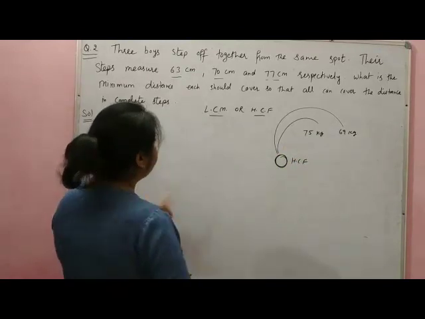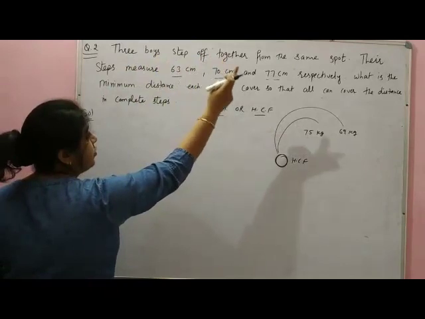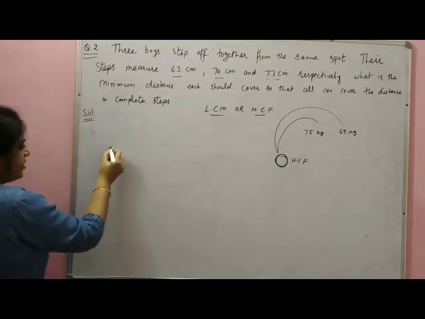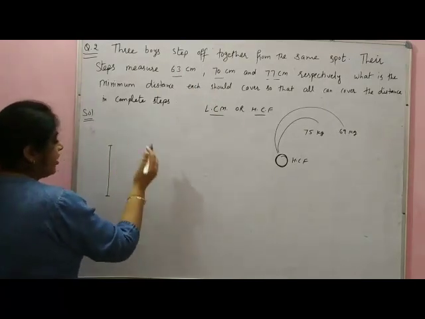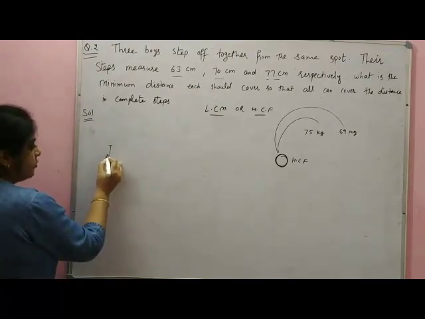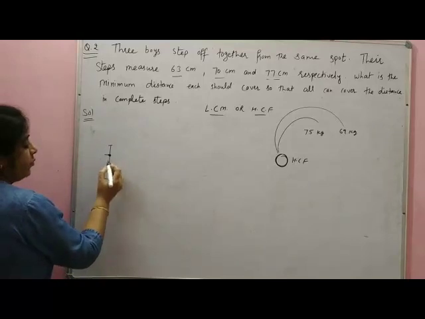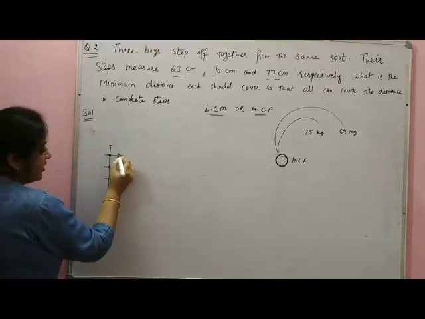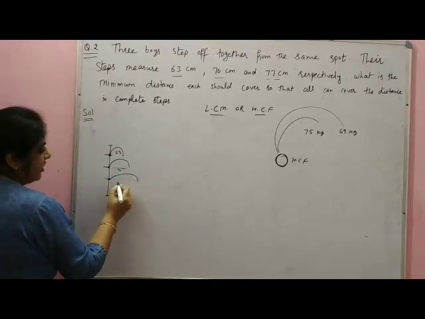Now see students, what is the statement here? The 3 boys step off together from the same spot. It means this is the starting point, and 3 boys are running from the same spot. First boy is here, second is here, third is here. When they start to run, the first student's step measure is 63, the second student's step measure is 70, and the third is 77.